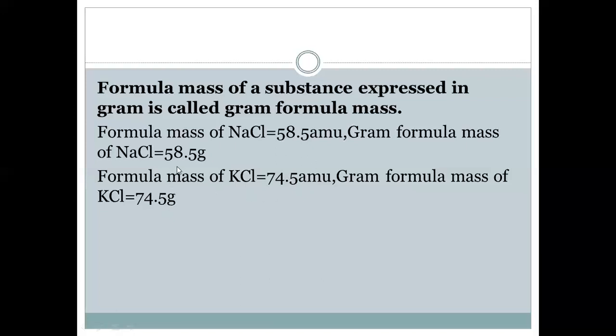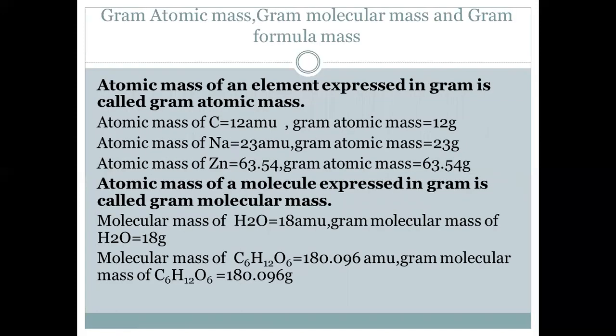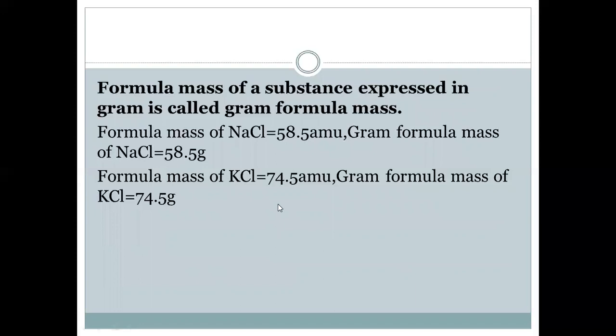So atomic mass, molecular mass, or formula mass expressed in gram is called a mole. Combinedly, we call it a mole, but separately, if we represent atomic mass in gram, it is called gram atomic mass. If we represent molecular mass in gram, it is gram molecular mass. If we represent the formula mass in gram, it is called gram formula mass.